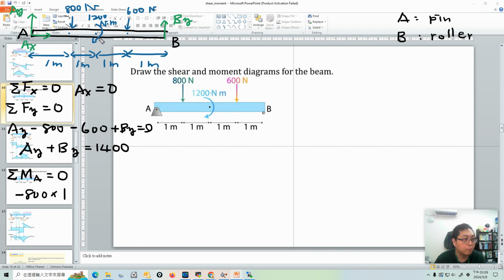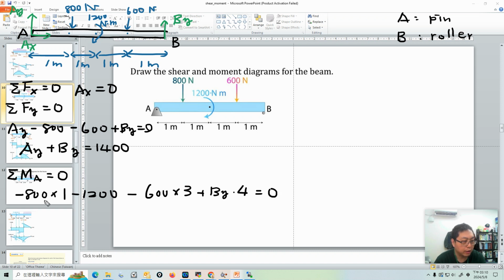And here we have the external moment, which is also clockwise, so minus 1200. The 600 Newton force also creates a clockwise moment with respect to A, so minus 600 times 3. And force B creates a counterclockwise moment with respect to A, so it is plus BY, and don't forget its lever arm, which is 4. This equals 0.